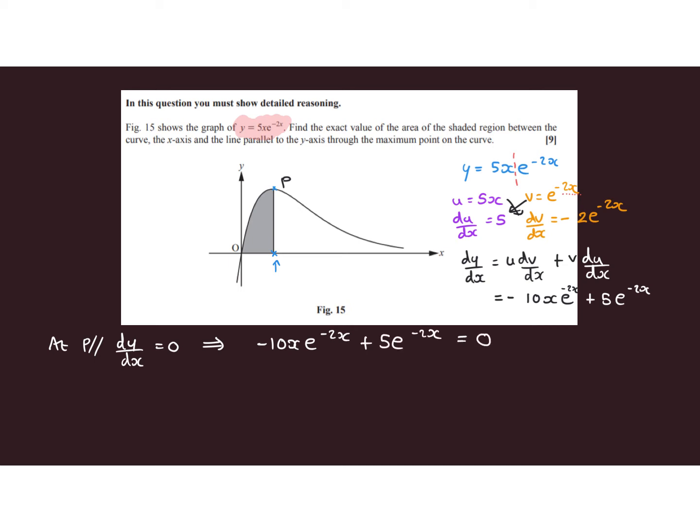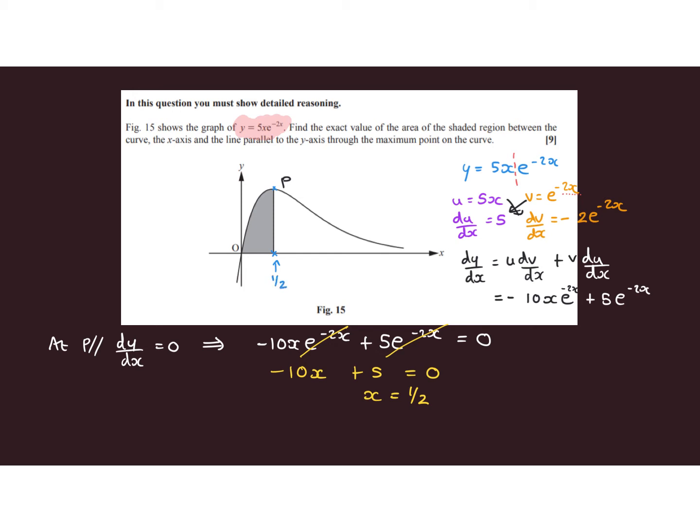Now, e to the negative 2x can never equal 0, which means we are perfectly okay to divide through all parts of this equation by e to the negative 2x. It cannot equal 0, so we can get rid of it. All 3 terms can be divided by it. So minus 10x plus 5 equals 0, so x is then equal to 1/2. So this point here has an x-coordinate of 1/2.